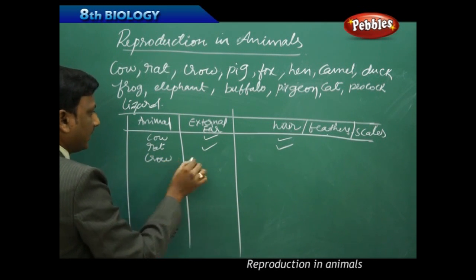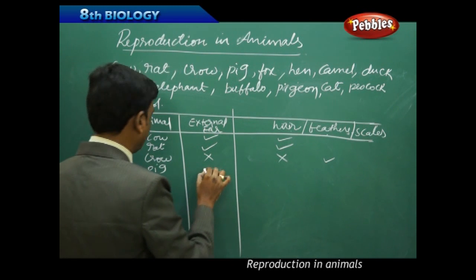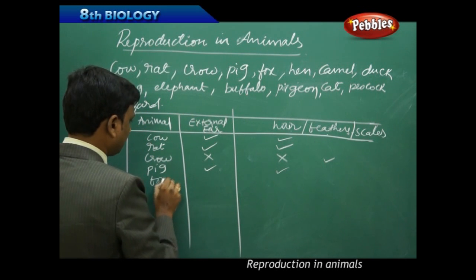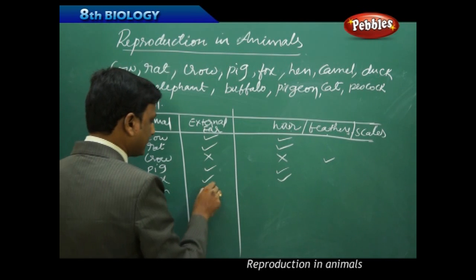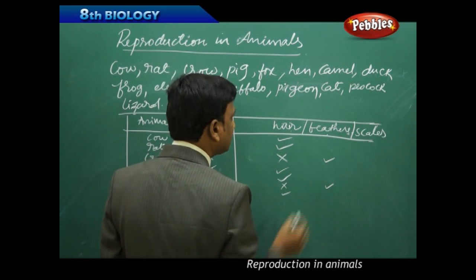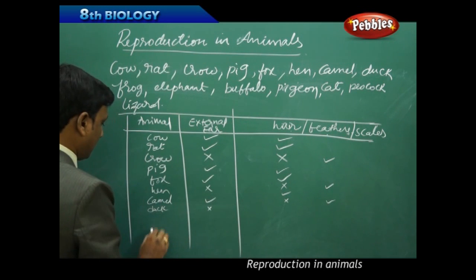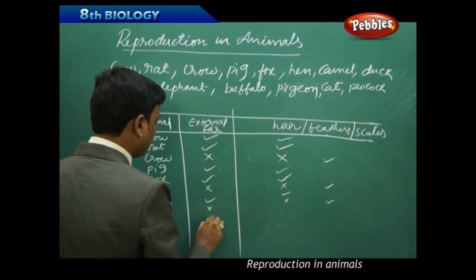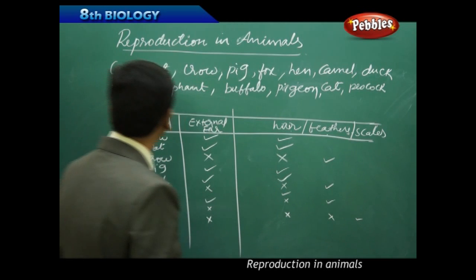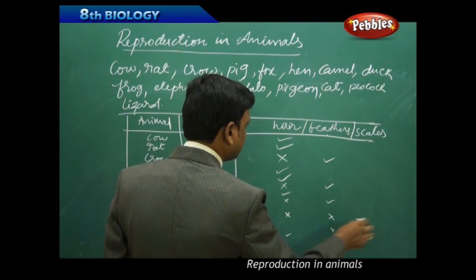If you see the crow, it is not having external ear, it is not having hair, it is having feathers. If we take the pig, it has external ear, hairs on the body. And fox, external ear and hairs. Hen, no external ear, no hair, feathers. And camel has external ear and hairs. And duck, it has no external ear, no hair, but feathers. And frog, it has no external ear, no hair, no feathers, maybe very little scales on its body. And elephant has external ear, hairs, and no feathers and no scales.